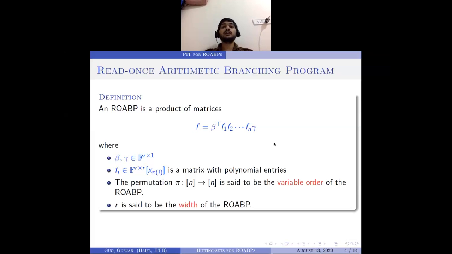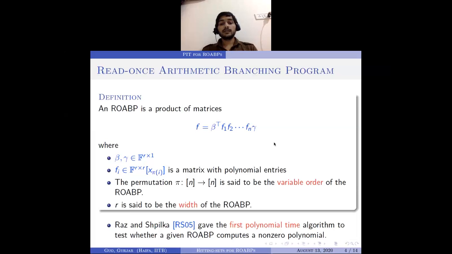For example, suppose you have three variables, and your first matrix uses variable x3, the second matrix has x1, and the third matrix has x2. Then your variable order is x3, x1, x2. Here, this dimension r is said to be the width of the ROVP, and that's another parameter associated with the ROVP.